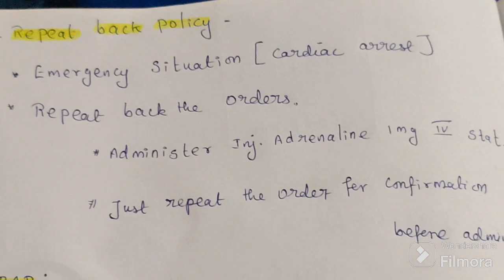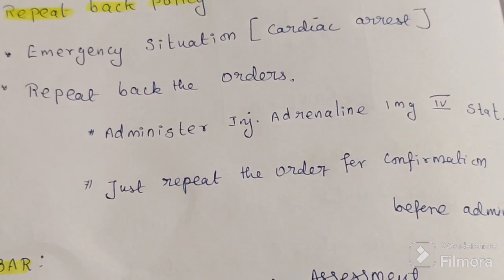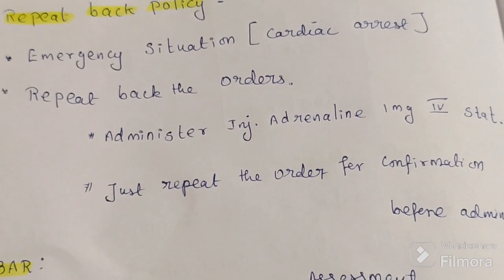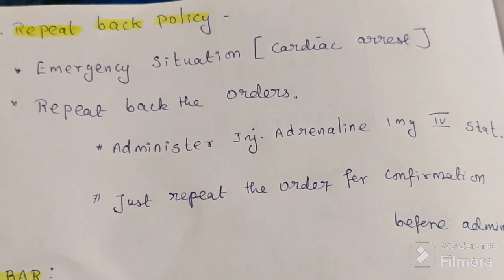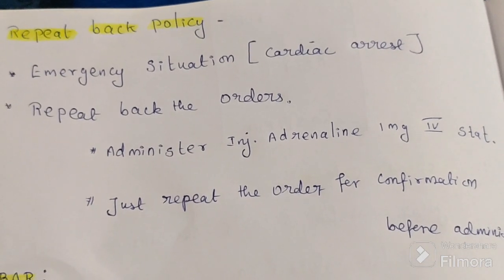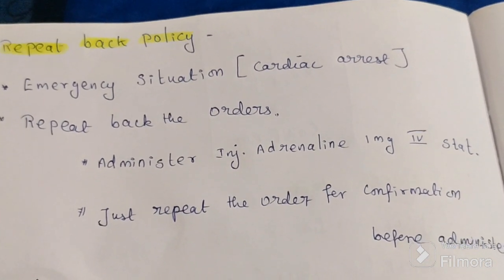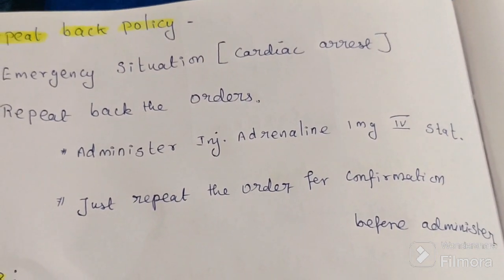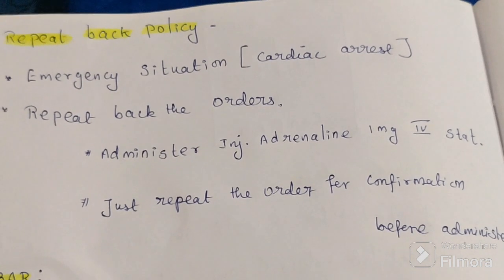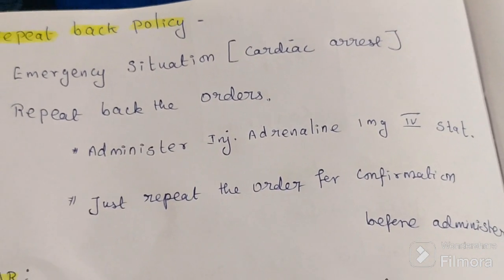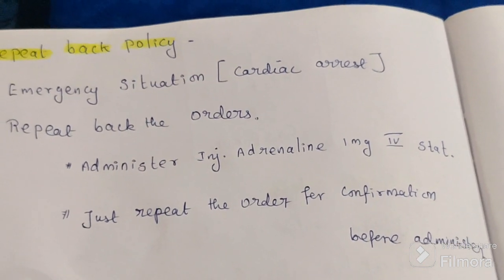What do you mean by repeat back order? Whatever order is given by your doctor, you just repeat back in order to confirm. Here your doctor is telling you to administer injection adrenaline 1 mg intravenous stat. You have to just repeat it back. Doctor, is it injection adrenaline 1 mg intravenous stat? And your doctor has to confirm, yes nurse, you are right, just give injection adrenaline 1 mg IV stat.